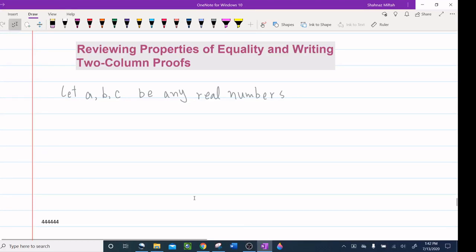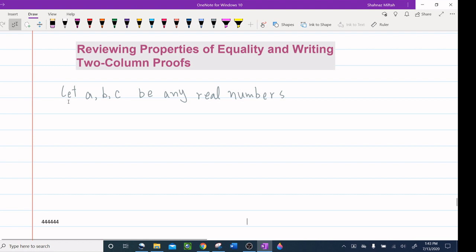In this video, we will talk about reviewing some properties of equality and writing two-column proofs. The objectives are to use properties of equality to justify reasons for different steps, and to write a two-column proof. Before we do all of that, we have to understand the algebra properties of equality.